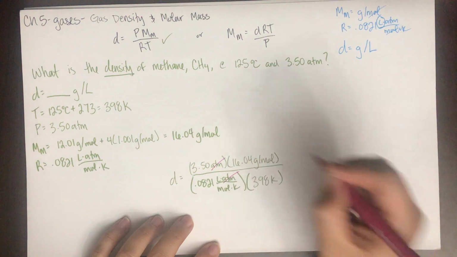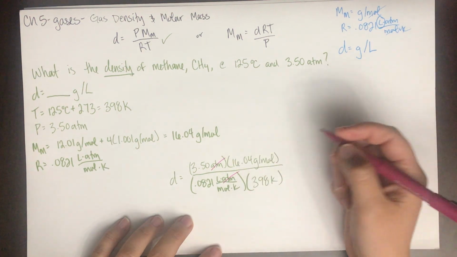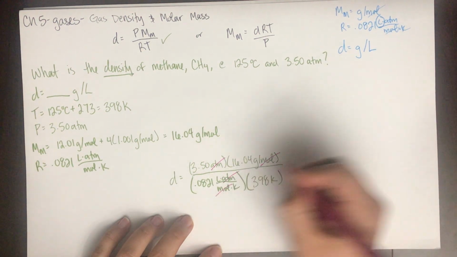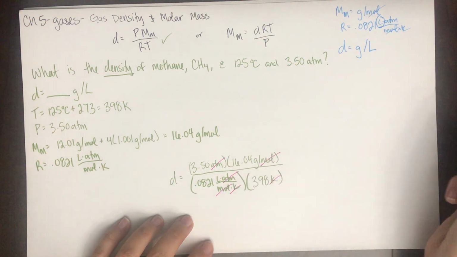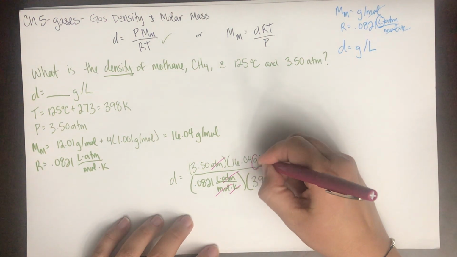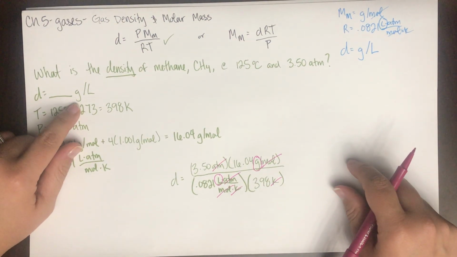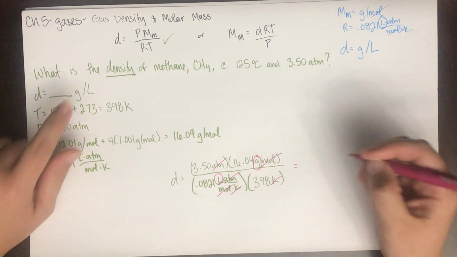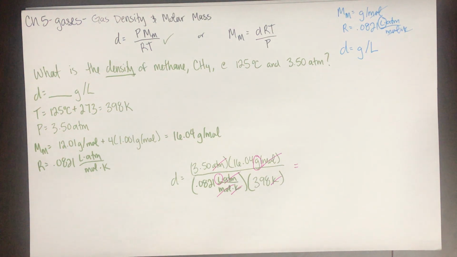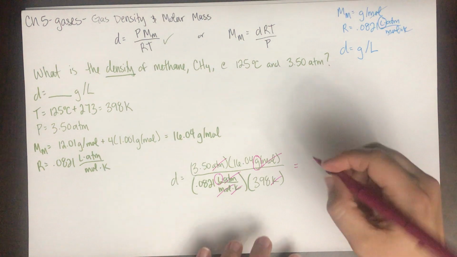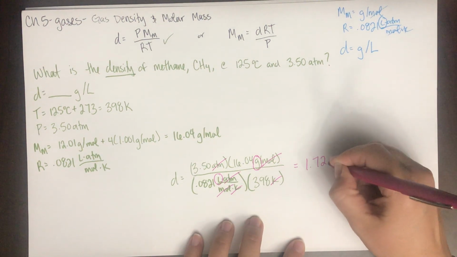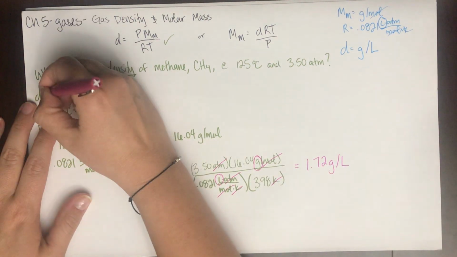Atmospheres will cancel. Grams doesn't have anything to cancel with. Moles are going to cancel, and Kelvin are going to cancel. The unit that I have left over is a gram on the top and a liter on the bottom, which is why my unit for density is grams per liter. And when you solve this with 3 significant figures from our problem, you should get about 1.72 grams per liter.